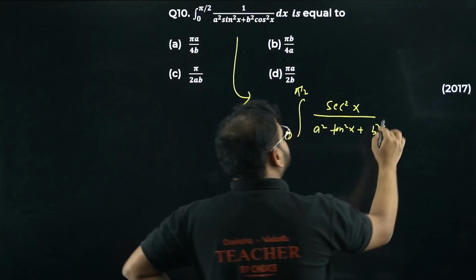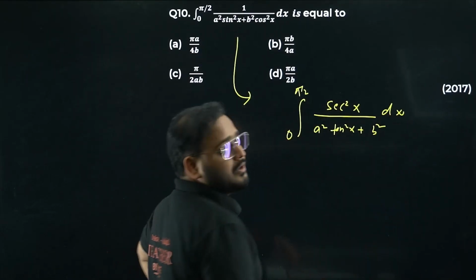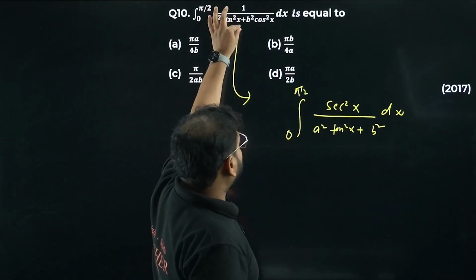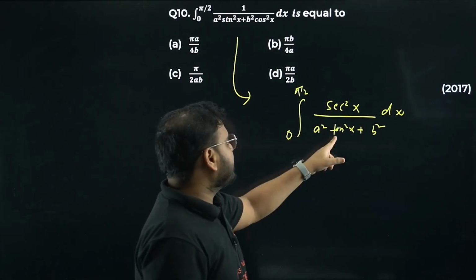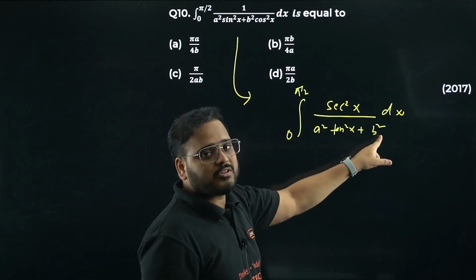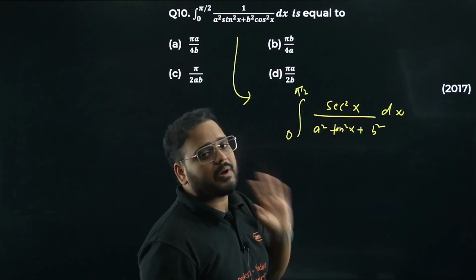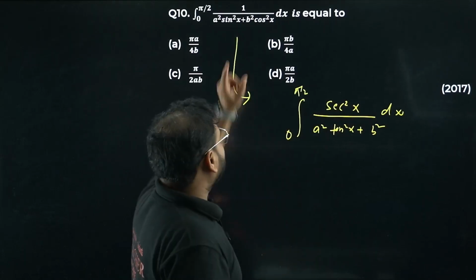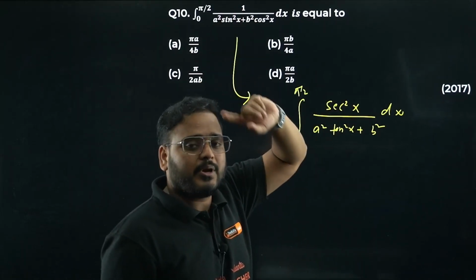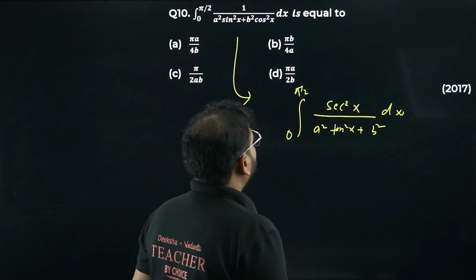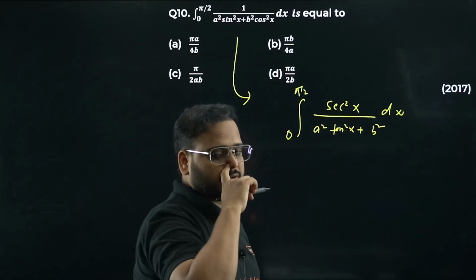So what I've done, I hope you can see that now. I've divided both numerator and denominator by cos square x. So here I get tan, this cos square gets cancelled, and 1 by cos square will become sec square in the numerator. I have 1 in the numerator, divided by cos square, it will become sec square. Now I'll forget about the limits for now. I'll solve the question.